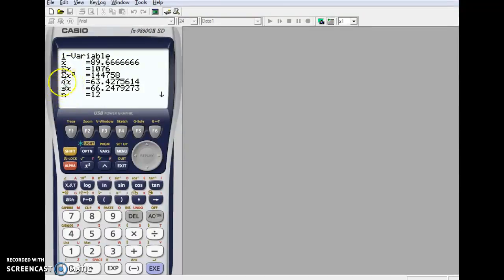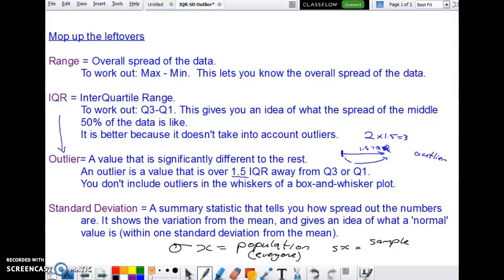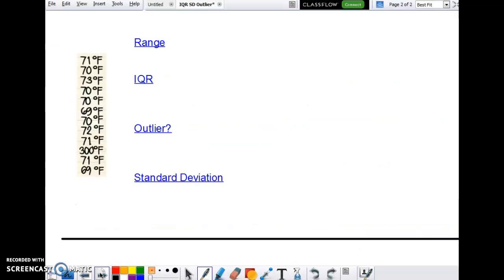This here is your population standard deviation. Say for example we took everything into it, if we had data for everyone, you would use that one. If you had data for a small sample and you wanted to use that as a sample for everyone, use this one. Now, example. An example's going to clear things up a bit.